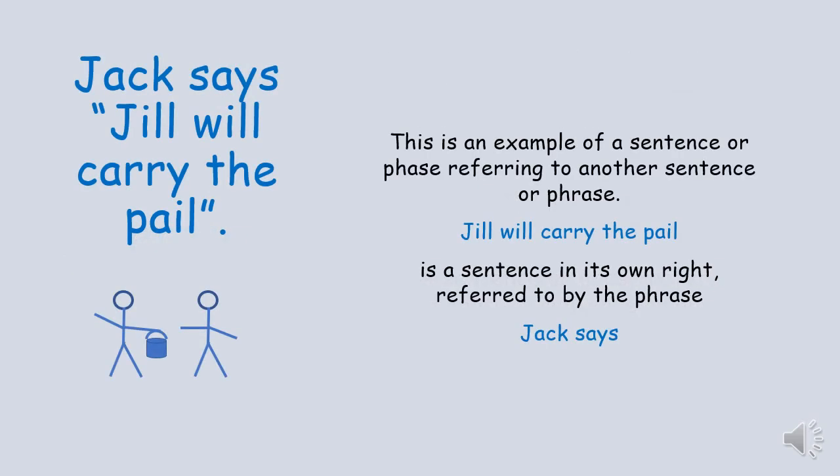Look at the sentence, Jack says, Jill will carry the pail. This is an example of a sentence or phrase referring to another sentence or phrase. The phrase, Jill will carry the pail, is actually a sentence in its own right, referred to by the phrase, Jack says.